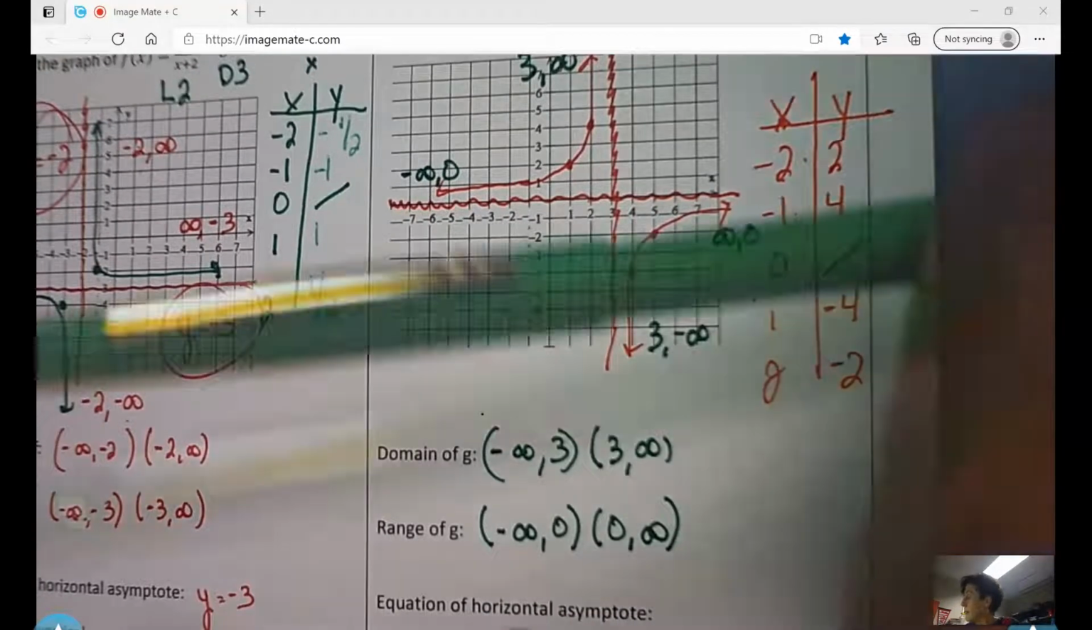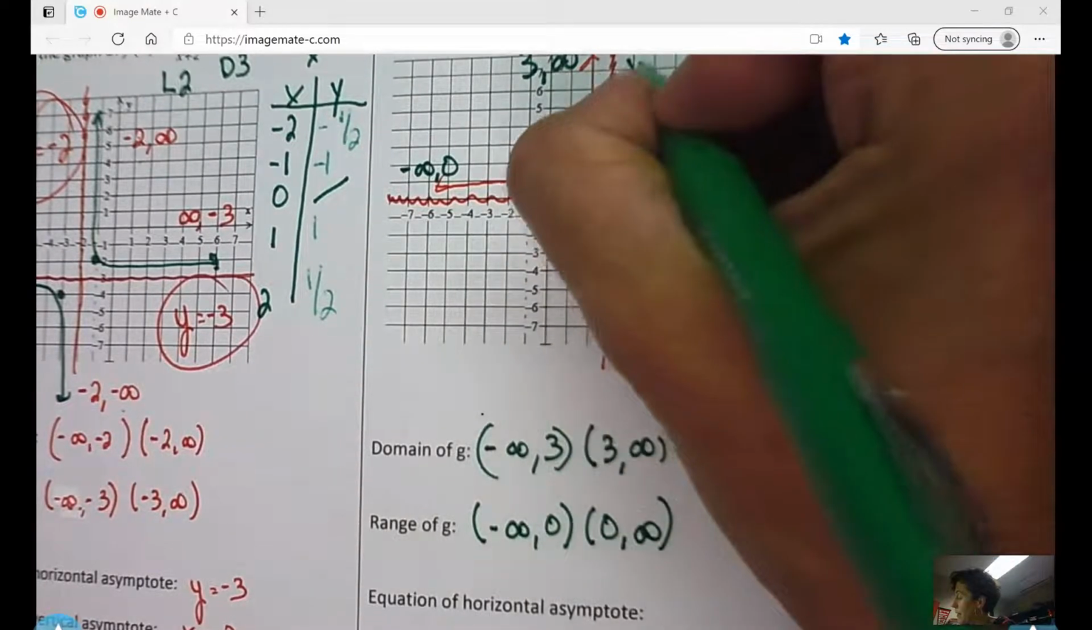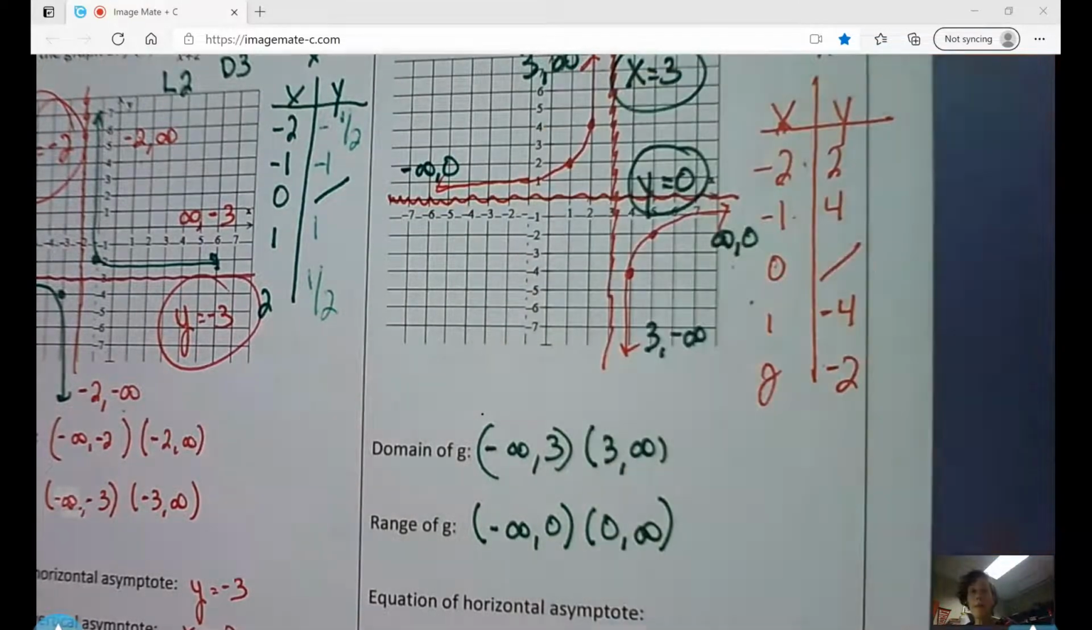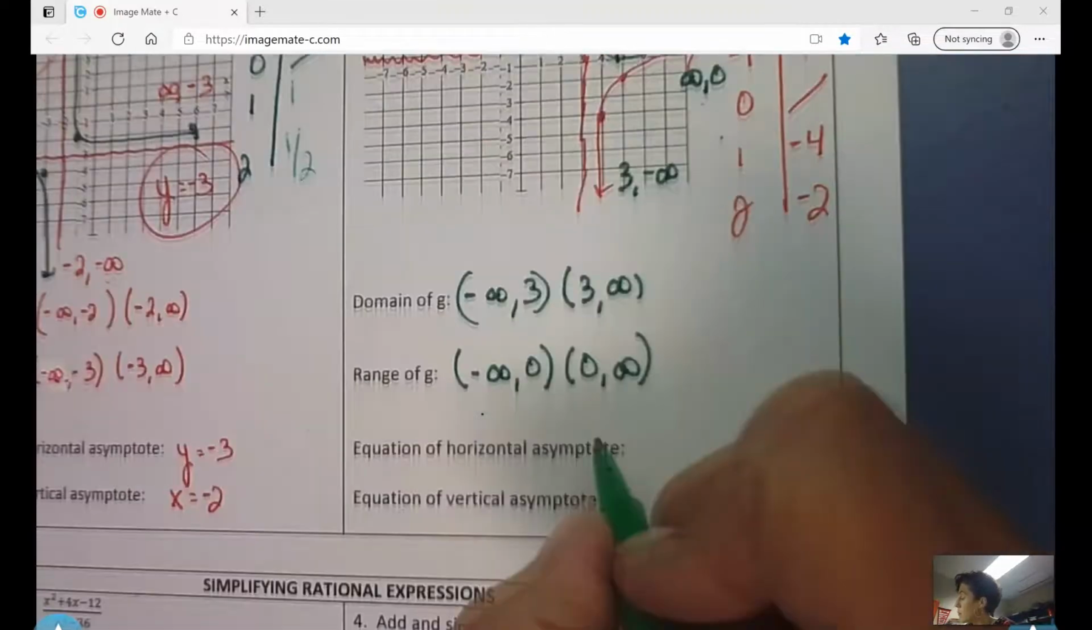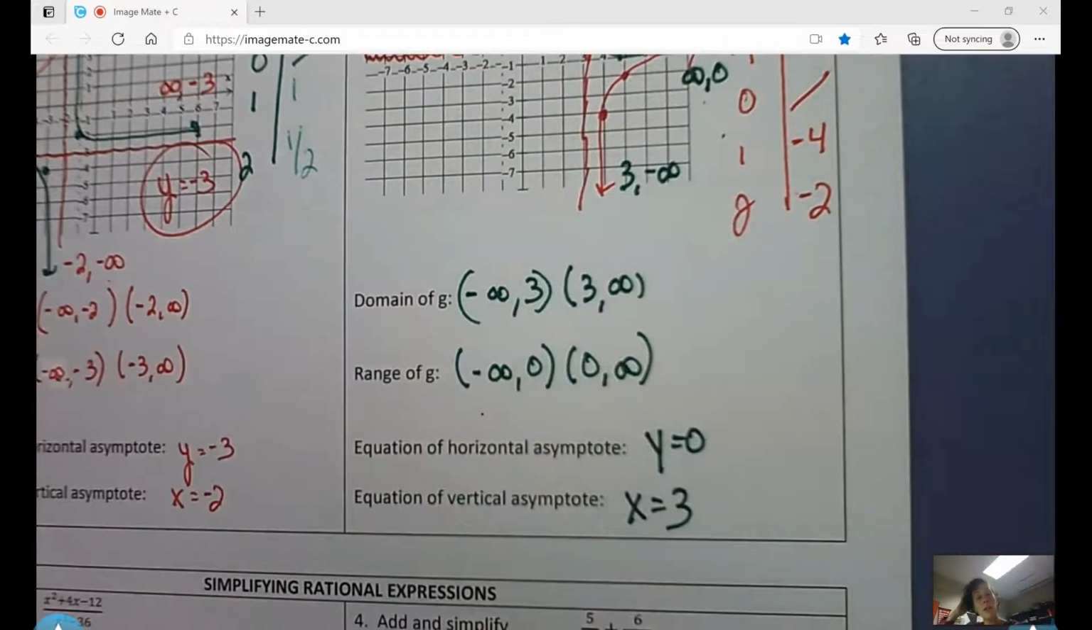Your horizontal asymptote, that's your y. We're flying by at 0, and our x is depressed at 3. So the horizontal will be y equals 0, and the vertical will be x equals 3. Again, make sure you include the x and the y.